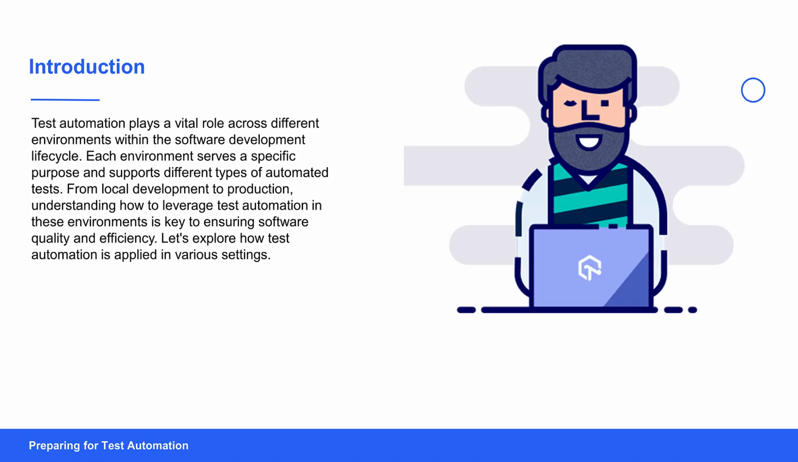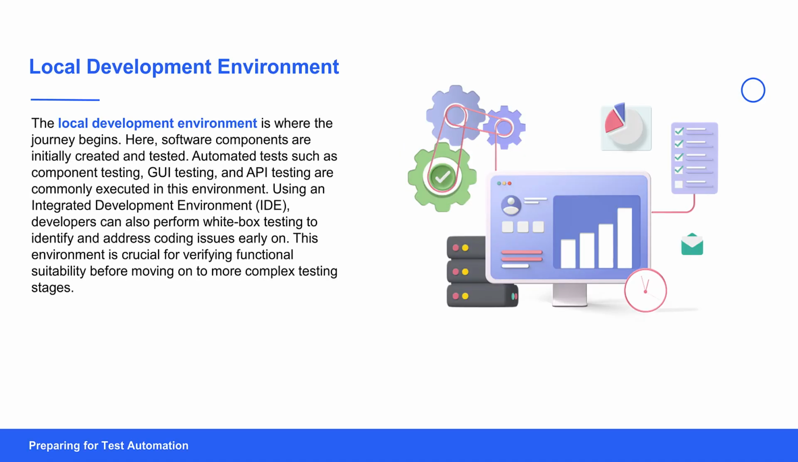We'll explore how test automation is strategically applied in each environment, helping to streamline the development process and catch issues early before they become critical problems in production. Let's begin with the local development environment, which is the foundation of the software creation process.